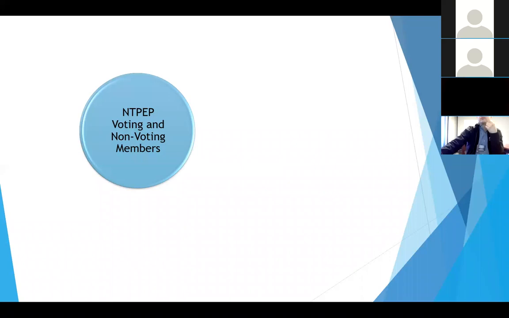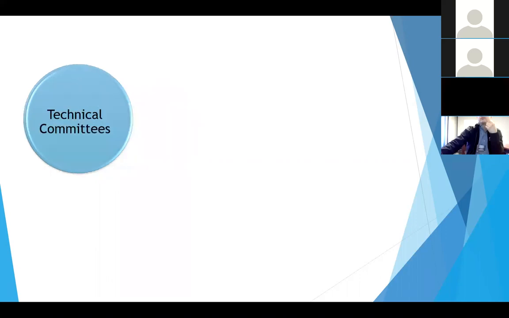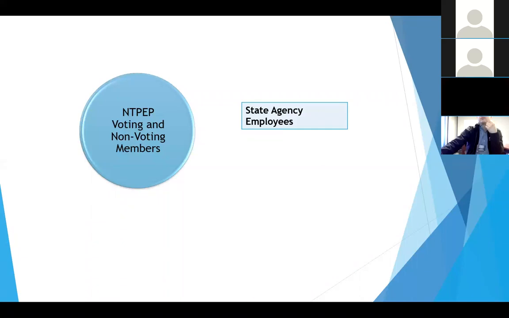Next, we'll go over the NTPEP voting and non-voting members, which are made up of State Department of Transportation officials. So let me go back for a second. Like I mentioned, they have to be full-time staff members of any state agency within the United States. FHWA connects in a non-voting capacity, but they do not have any voting rights. And right now, we currently do not have any FHWA representation for NTPEP.